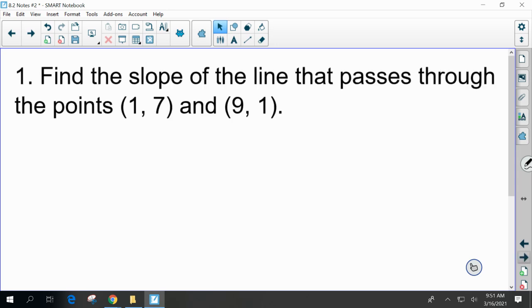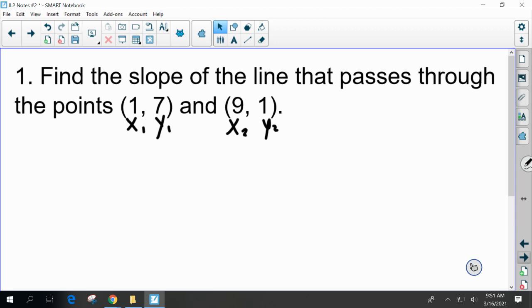Yesterday we found the slope between 2 points on a graph. Today we're gonna find the slope between 2 coordinates just with the coordinates, no graph. All right, so if I were to label these, it kind of helps at first when you're putting them in the right order. So this would be x1, y1, x2, y2.